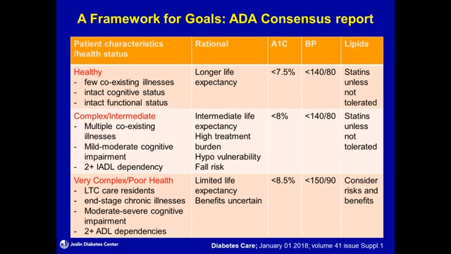Subjects that have a complex, intermediate life expectancy can have a little less aggressive A1C goal, of less than 8%. And then when patients have a very complex, poor life expectancy, for example, long-term residence in a nursing home, subjects that have end-stage chronic illnesses, or subjects that have moderate to severe cognitive impairment, they should have a less aggressive A1C goal of less than 8.5%, and the blood pressure control should be less aggressive as well.